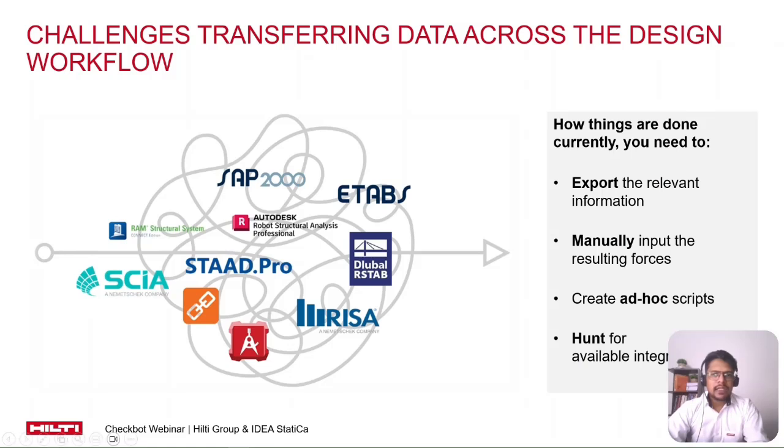However, today we know that there are some challenges when it comes to transferring data across the design workflow. And how is this done today? For example, the relevant information from one software is exported in an intermediary file. Sometimes these are just Excel sheets. This is then manually input into Profis Engineering to do the design of fastening and base plate. Some tend to create ad hoc scripts that connect with APIs, which may not be up to date because of the continuous software development by the original software developers. Others, for the need to have a seamless flow, hunt for the available integrations.